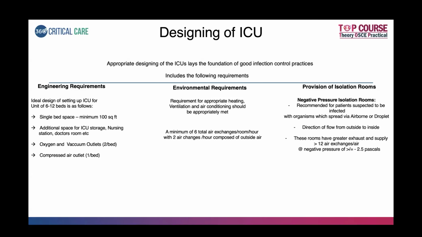And provision of isolation rooms. So you have negative pressure isolation room and positive pressure isolation room. So negative pressure isolation room is recommended for patients suspected to be infected with organisms which spread via airborne or droplet infections. So the direction of flow is from outside to inside. So these rooms have greater exhaust and supply more than 12 air exchanges per hour with a negative pressure of greater than or equal to minus 2.5 pascals.